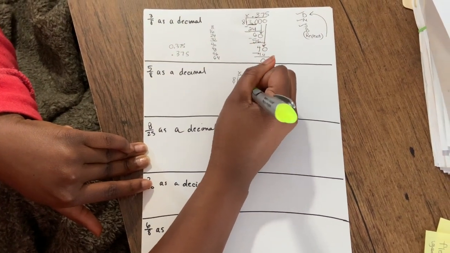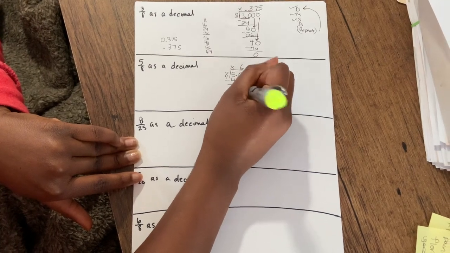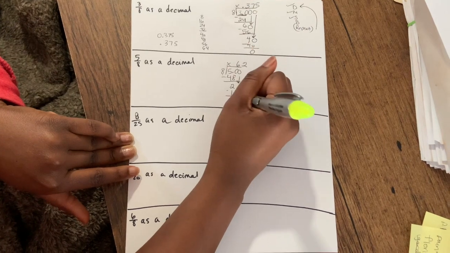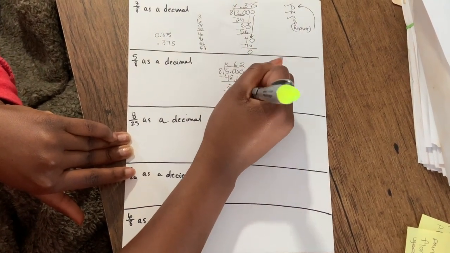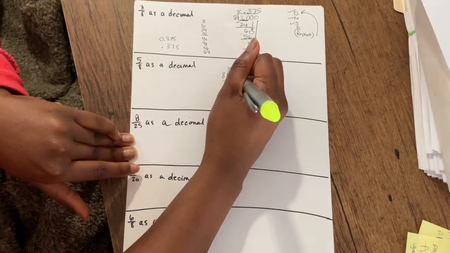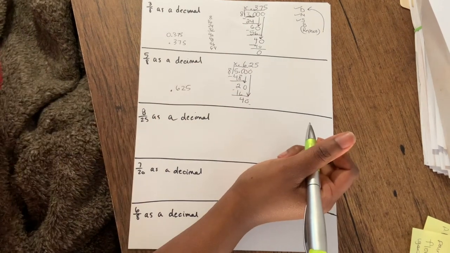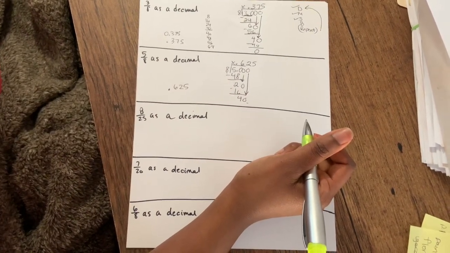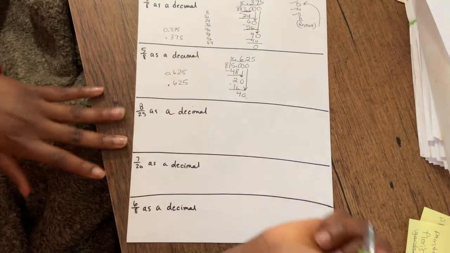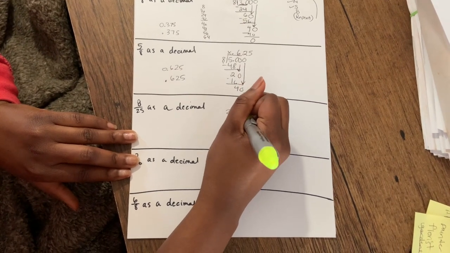6 times 8 is 48. 50 minus 48 is 2. Bring down my 0. I can make 2 groups, and that's going to give me 16. I'm going to add another 0, and I'm going to get 40 again. How many groups of 8 can I make out of 40? 5. Find the answer in the multiple choice options that says 0.625.